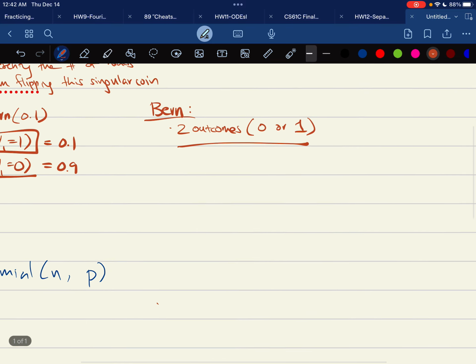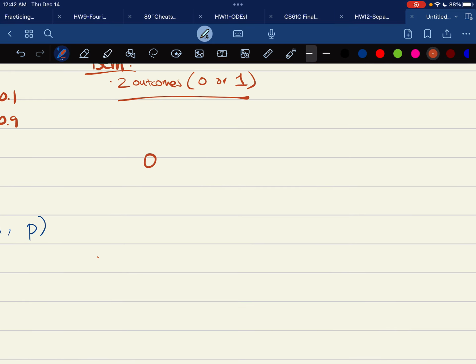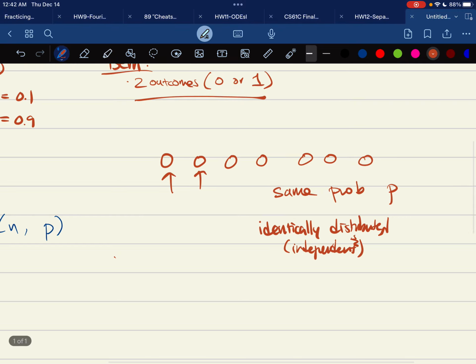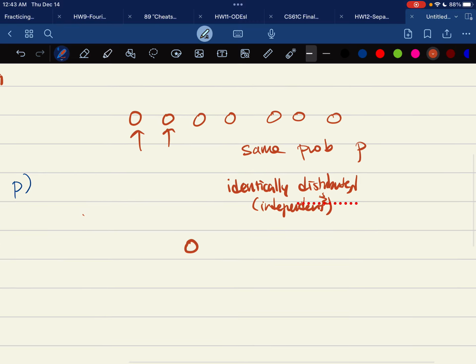But let's consider if we took that one coin and we just maybe got a bunch of copies, right? So these are all the kind of same coin, right? Maybe same manufacturer. They all have the same probability p, right? So they'll all have identical distributions. It's a very key term. They will be identically distributed. And also ideally independent, right? Like one coin's outcome is not gonna affect the outcome of another. Or you could consider maybe having one coin, but you just flip it a bunch of times.